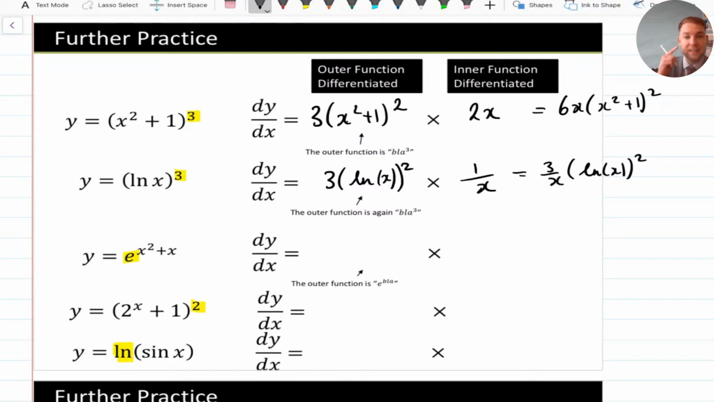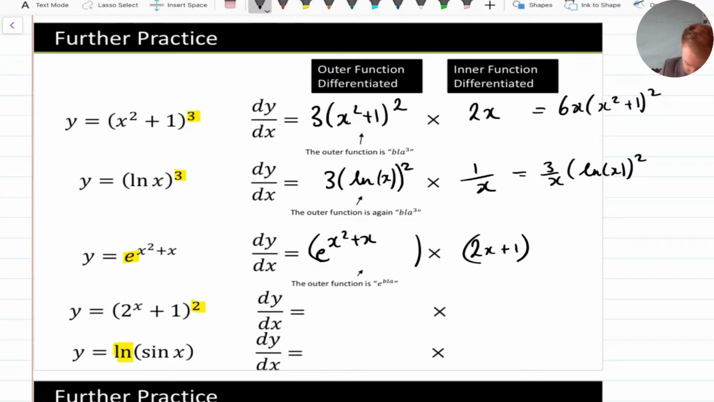Now this one here, if I differentiate e to the x, is just e to the x. So the outside layer is that e to the x. If I differentiate the outside layer, it's just going to stay the same, e to the x squared plus x. And then I differentiate that inside layer and multiply by it. Well, this one here is going to be 2x plus 1, so I times by that there. Okay. Probably would have brackets around this.